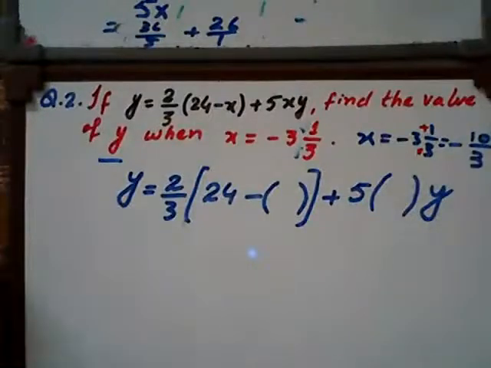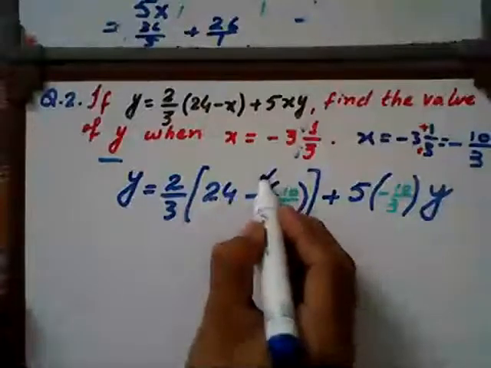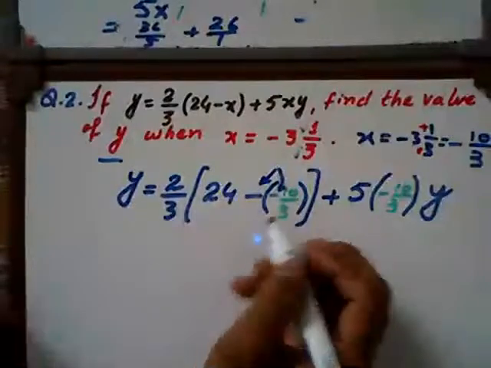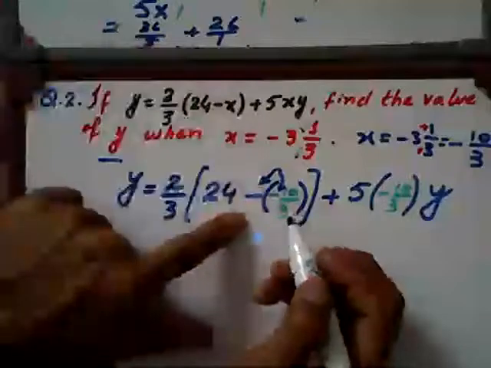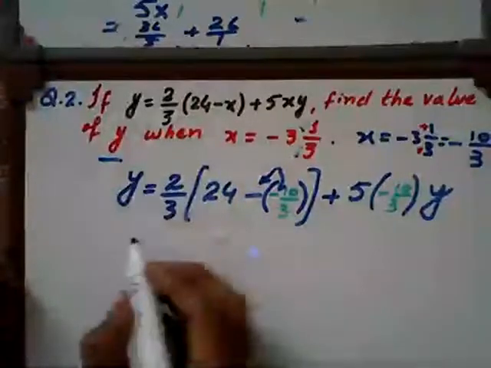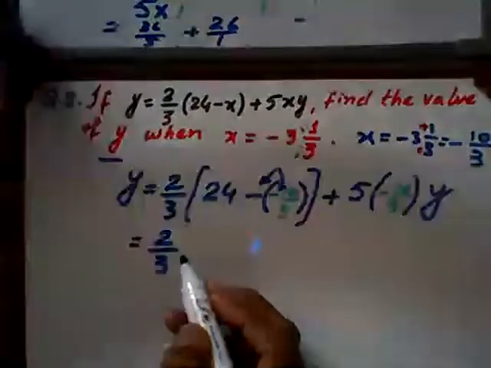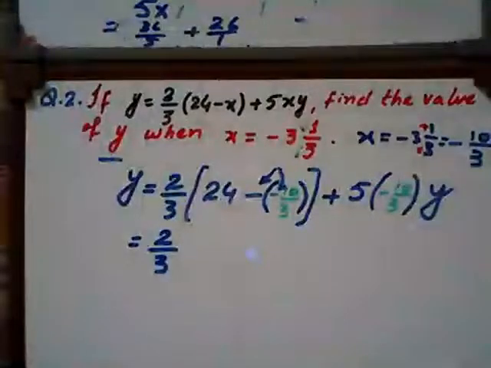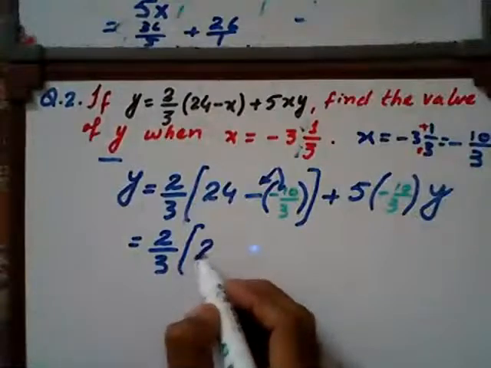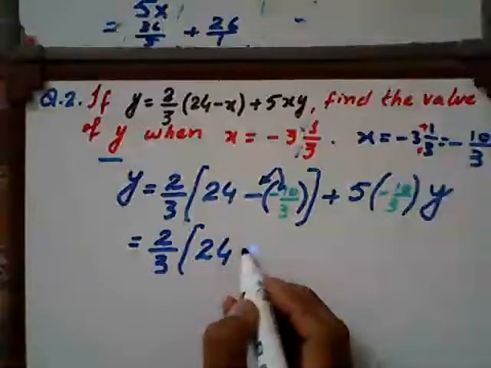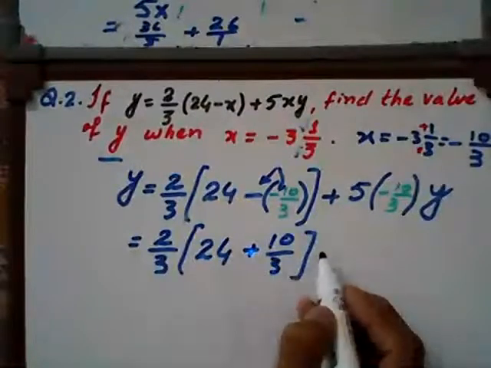What is the value of x? So we'll multiply this with the outer sign, so these two signs will multiply, but this will not multiply with this number because this is a separate term. So that's why this will only multiply these two terms. So we get 2 by 3 of 24 plus 10 over 3, bracket closed, and plus.